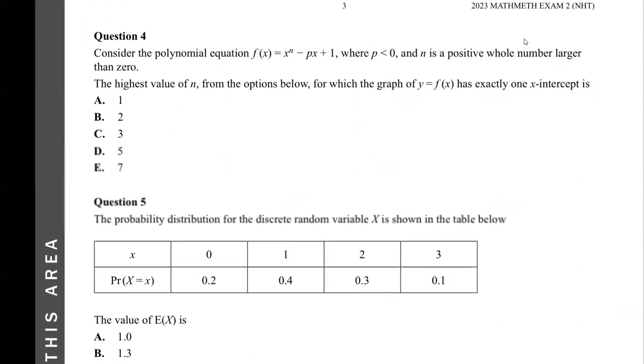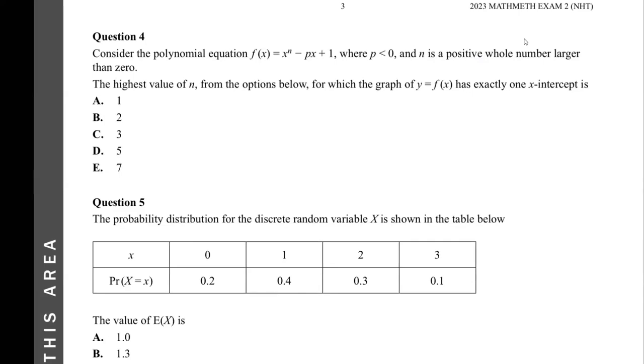So, question 4. Consider the polynomial equation f of x equals x to the power n minus px plus 1. n is a positive whole number larger than 0. Find the highest value of n from the options below for which the graph y equals f of x has exactly one x-intercept. So I would choose option E, okay?